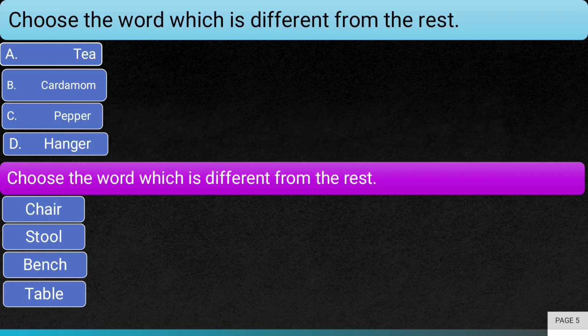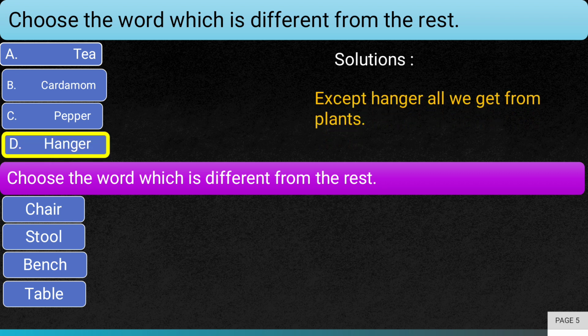Okay, next slide. Choose the word which is different from the rest. Four words are here in the first question: tea, cardamom, pepper, and hanger. You have to find out the word which is different. Tea, yes, it's a crop. Cardamom, yes, it's a crop. Pepper, it's a crop. But hanger, it's different. It's different from all the words, right? So the solution is hanger. Except hanger, all we get from plants. We get tea from plants, cardamom from plants, pepper from plants, but hanger, no.